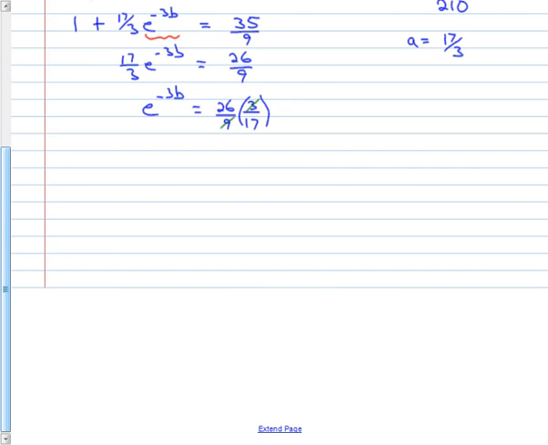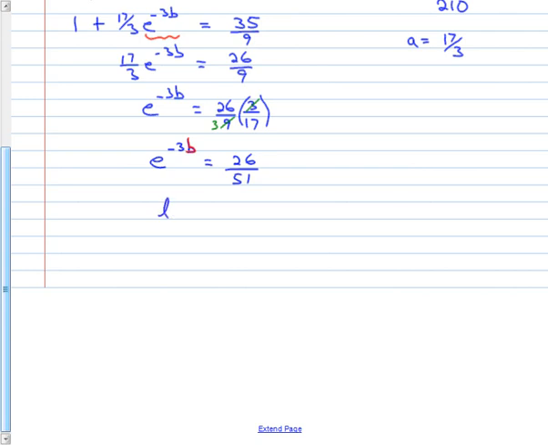Well, that reduces a little. 3 goes into 9 3 times. And I'm going to stick with my fraction. e to the negative 3b equals, well, that would be 26 over 51. 3 times 17 is 51. I've isolated my exponential. So I'm going to change it to a logarithm in order to get up to that b in the exponent that I'm trying to solve for.